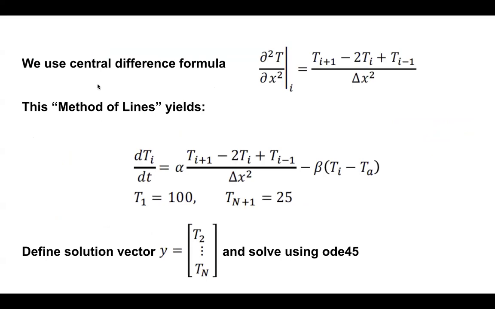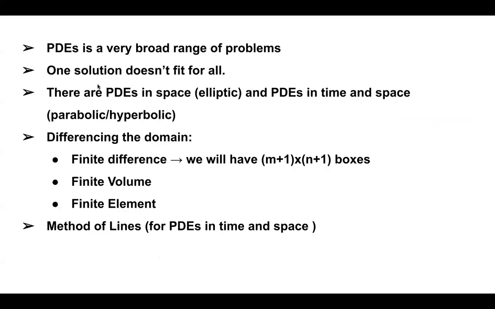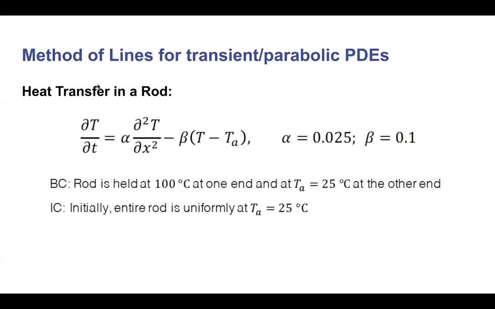So the first thing we'll be using is method of lines. So this is a question that we have. That is a transient heat rod conduction equation. That is, your temperature is changing with respect to time. So you have dou T by dou t, the change in temperature with respect to time, equal to alpha square dou square T by dou x square minus beta (T minus Ta). So here the idea is we will convert this portion using our finite difference.